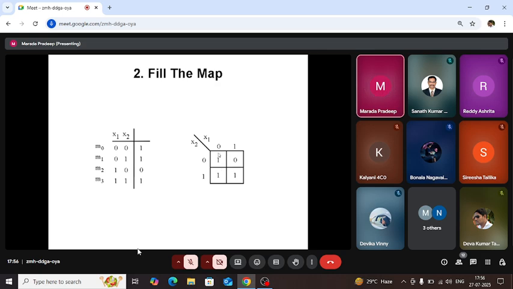See, 0 0 is 1, m naught value 1, m1 value 1, m3 value 1. Next, how to group? First group m naught and m1, and next group m1 and m3. Vice versa is also the same: m3 and m1 first, or m1 and m naught, also the same. See, first group m naught and m1, next m1 and m3. Now we have to try to write the equation.